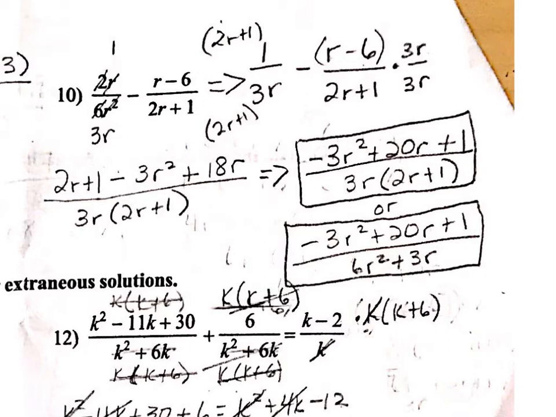The next step is to multiply this fraction, the 1 over 3r, by this fraction's denominator, top and bottom. And I'm going to multiply this fraction's numerator and denominator by this denominator, 3r. So we have r minus 6 times 3r and 2r plus 1 times 3r. Now be careful with the double negative again. Here we have another double negative, so watch out for that.